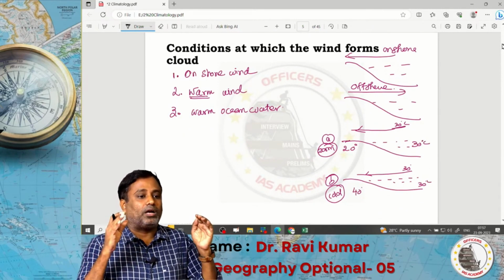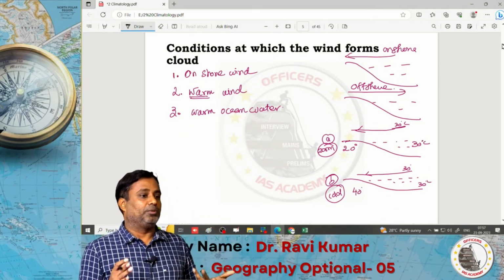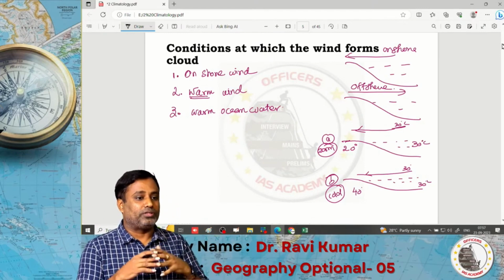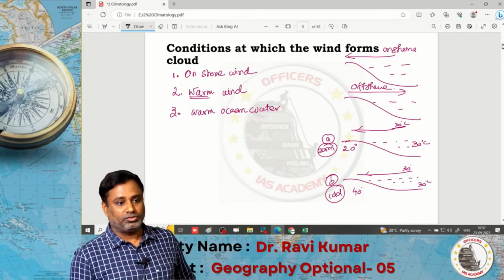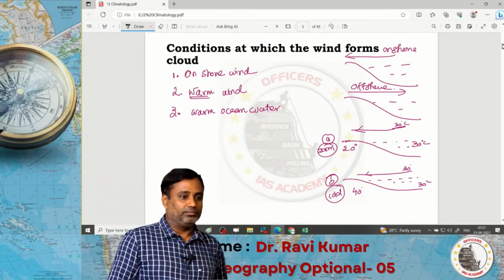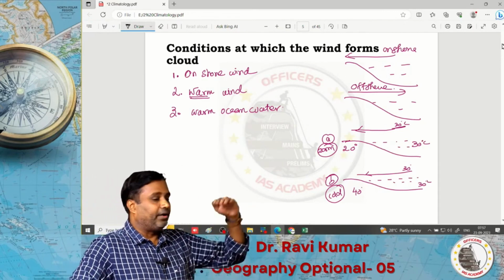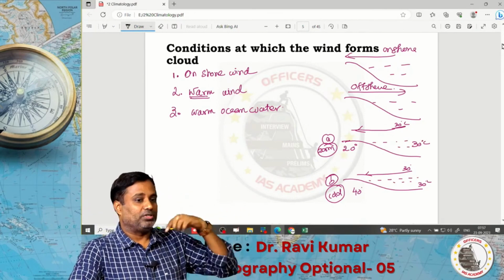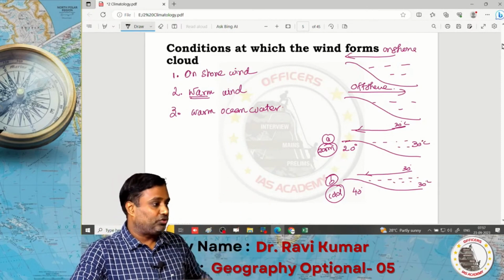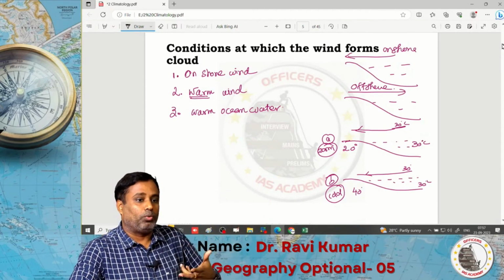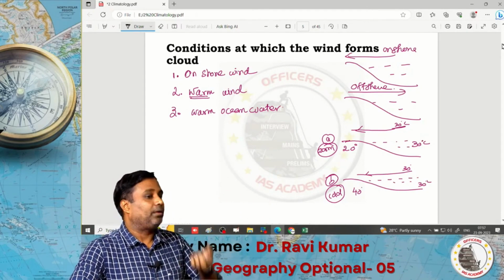Only if the first condition is satisfied should you check the next. If it's offshore, no need to check any other conditions because coming from the land, it cannot bring any moisture. So first primary condition should be onshore or offshore. Once onshore, then you check the water quality. Then we have to check whether the ocean water has enough capacity to supply moisture or not.